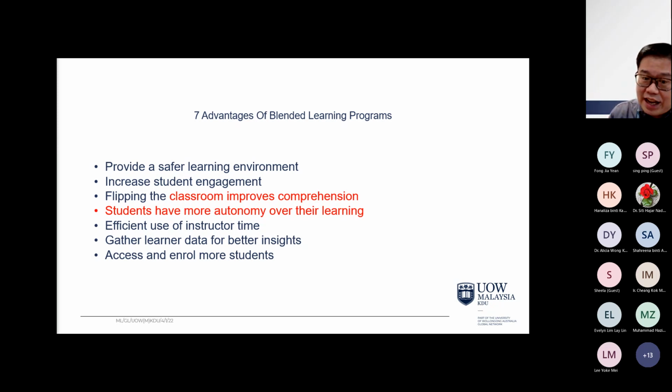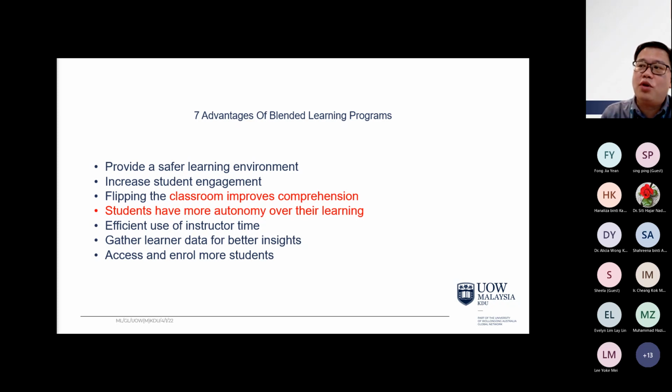If we are doing a blended aspect where there is a big percentage of online delivery, then you can manage your manpower such that you may be able to enroll more students or get more students to a particular course itself. But the 2 key aspects, some of it are financial, but the 2 key aspects is the one that I highlight in red, which is flipping the classroom improves comprehension of students. This is a definite.